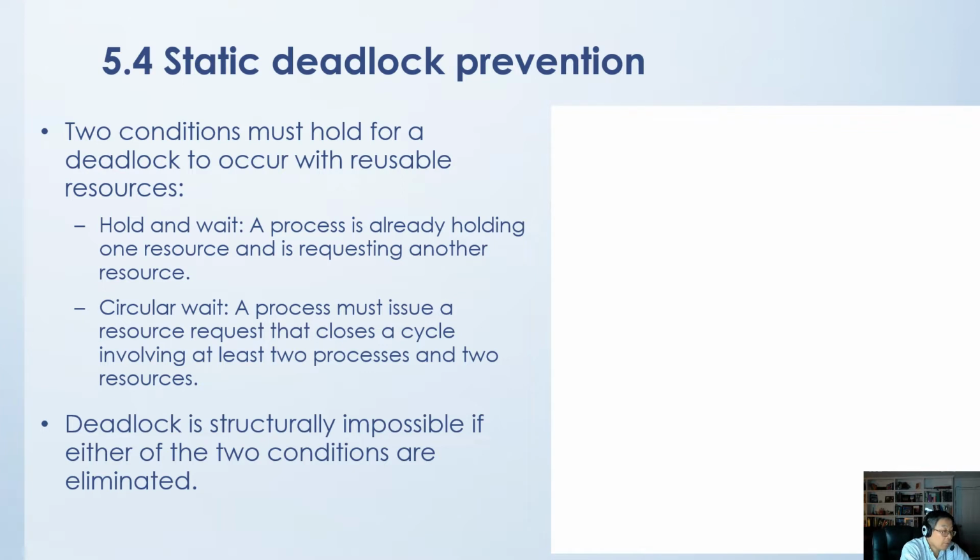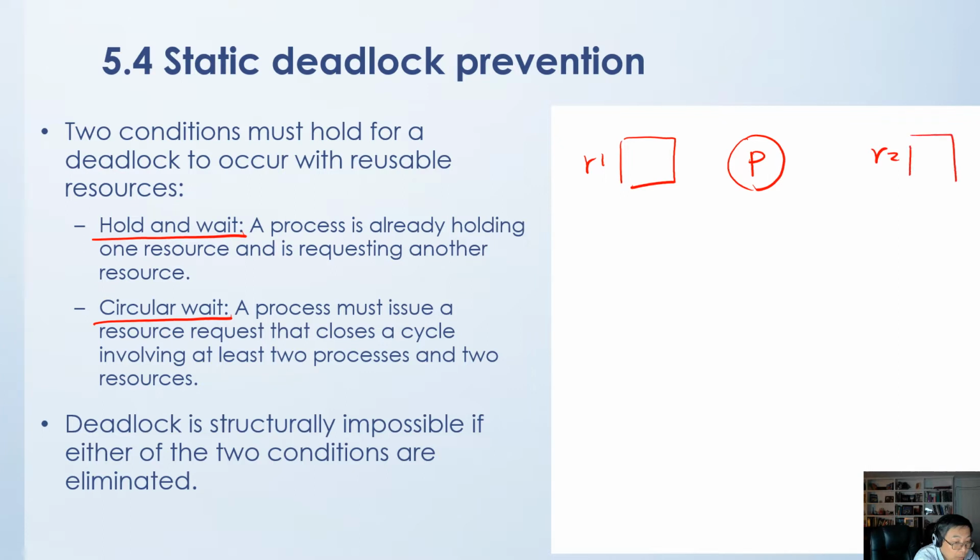Two conditions must hold for a deadlock to occur with reusable resources. One is hold and wait. The other one is circular wait. Hold and wait is the situation where a process is already holding one resource and requesting another resource. That's a necessary condition. I have a process, and a resource 1 and a resource 2. The process is currently holding one resource, and then requests another resource. That's a necessary condition.